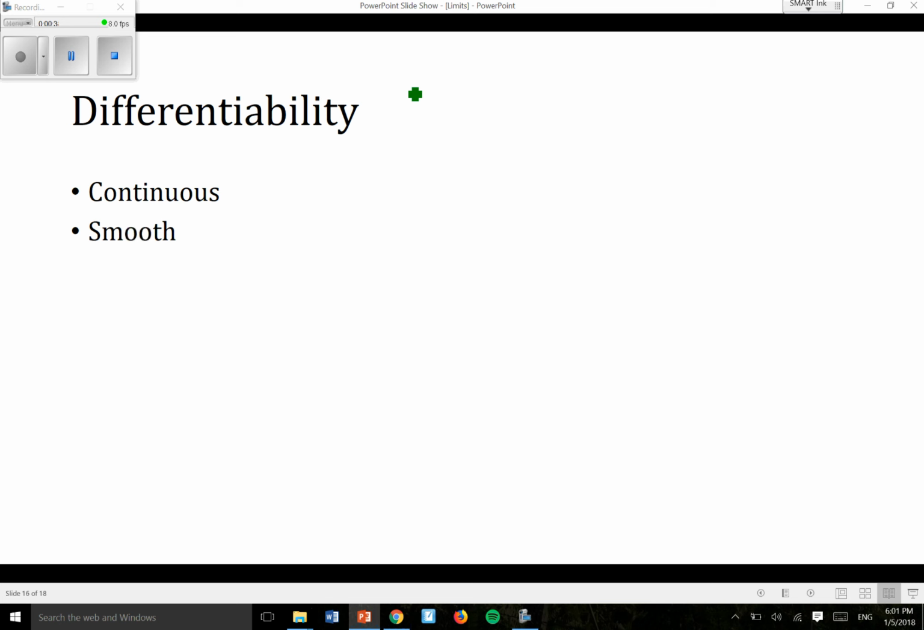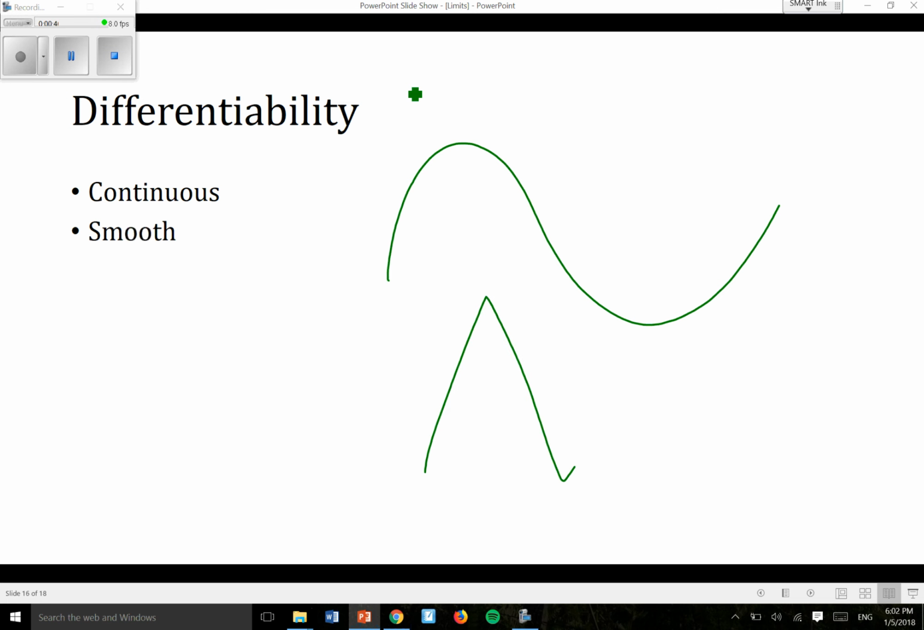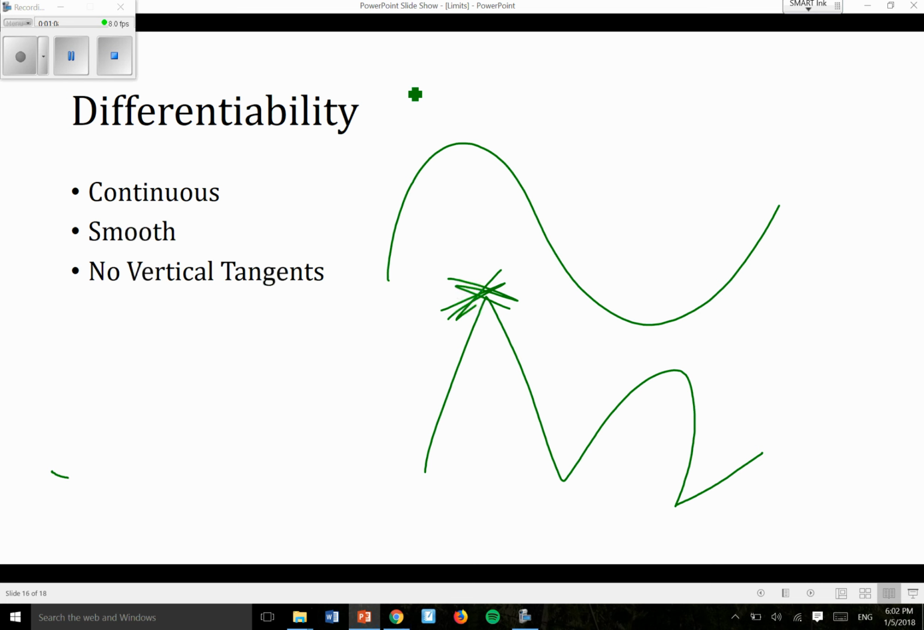Secondly, your function has to be smooth. You have to be able to put a tangent line at every point, which can't happen if you have sharp edges. You can't figure out where to put your tangent line if you have a sharp edge. And finally, you can't have any vertical tangents. This one's less important to worry about, but graphically, I think the cubic function, or cube root, goes vertical instantaneously, and you can't find the derivative at that point because your slope is undefined.